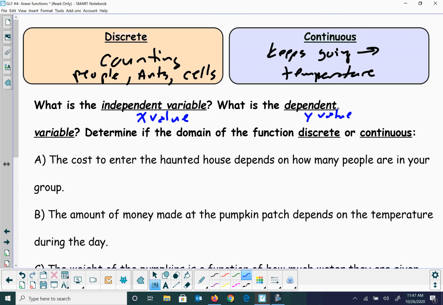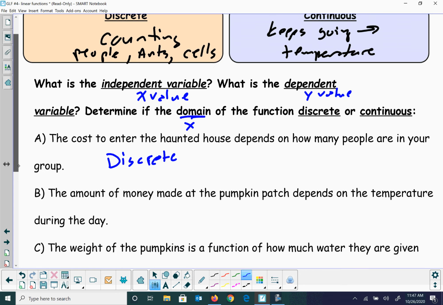Okay, determine if the domain of a function is discrete or continuous. So domain, remember we're talking about the x values here. The cost to enter a haunted house depends upon how many people are in your group. Well, it doesn't matter if your friends are short or tall or fat or skinny or have hair or don't have hair or boys or girls. This would be discrete data because you would have a definite amount of people that would go into a haunted house. Ooh, I like haunted houses. There's some good ones out there, huh?